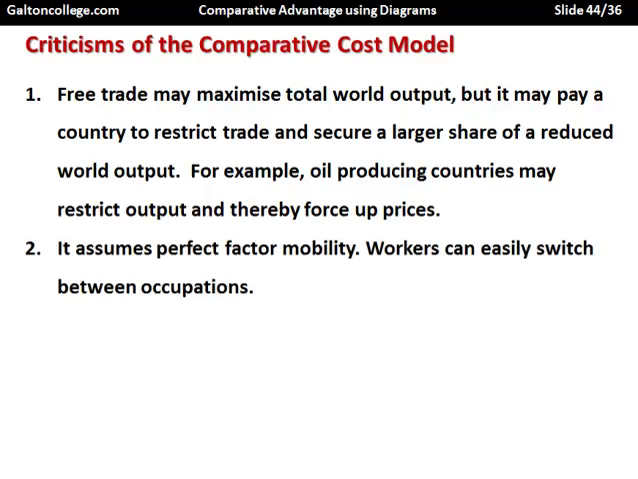The model assumes perfect factor mobility. Workers can easily switch between occupations. In the example we had in our diagrams, workers can move from growing potatoes to mining coal. Well, that may not be as straightforward as it sounds. Sometimes workers have to be trained, there have to be all sorts of programs of training, and also people may have different temperament. They find it difficult working in a mine where in the past they worked in open fields. So there's not perfect factor mobility. Workers can't seamlessly move from one occupation to the next. They have particular skills.